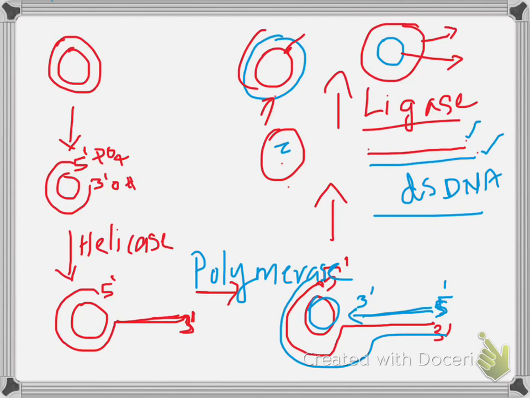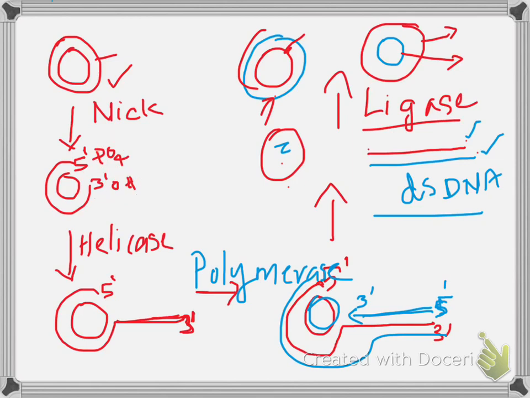Once more, the first one, the circular double-stranded DNA, undergoes nick formation by the enzyme nuclease. So the outer strand of this DNA is cut by the nuclease enzyme. So we get a 3' free end and 5' free end. This 3' free end contains a hydroxyl group and 5' free end contains a phosphate group.